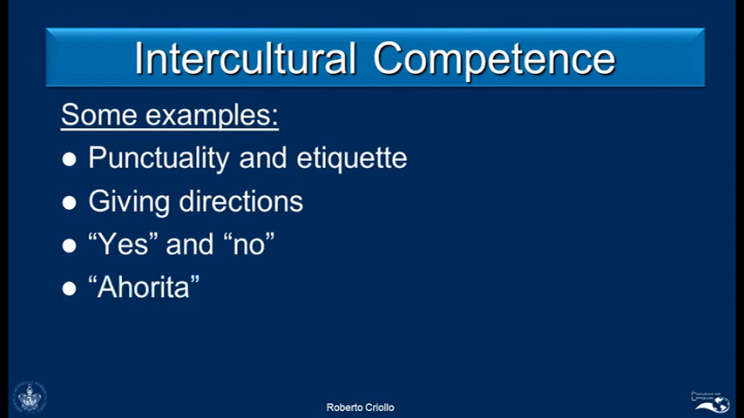And a very typical example is the word ahorita, which has a very particular cultural meaning in Spanish, because ahorita can mean right away, it can mean in 5 minutes, it can be in 2 hours, it can be tomorrow, next week, next month, or never.